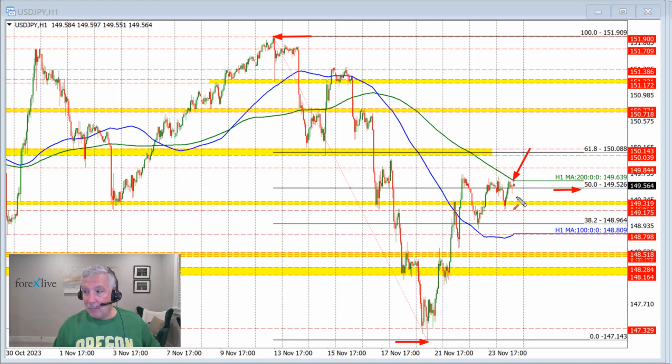We've got to either get above the 200-hour moving average and stay above that, or move back below the 50% retracement and stay below that, where we look toward this swing area down through here around the 149.30-ish area, and then look toward the low from earlier today, which came in at 149.17.